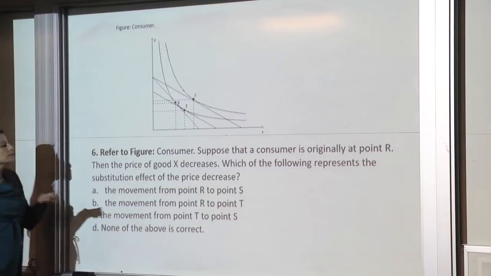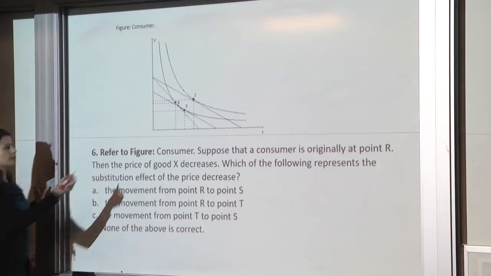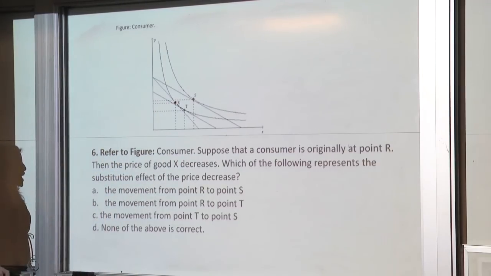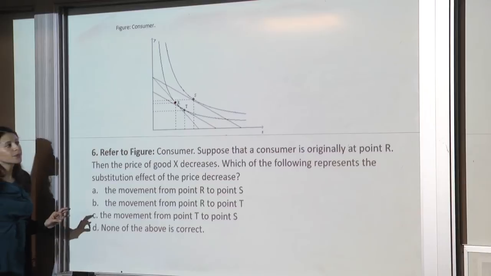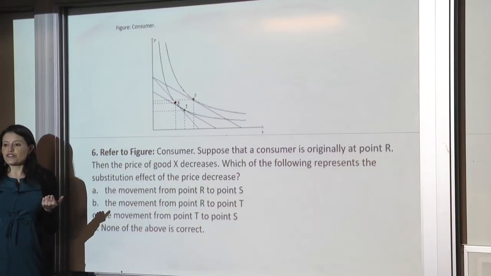Refer to the figure, consumer. Suppose that a consumer is originally at point R, here, then the price of good X decreases. Which of the following represents the substitution effect of the price decrease? Well, first of all, where do you see substitution effects?